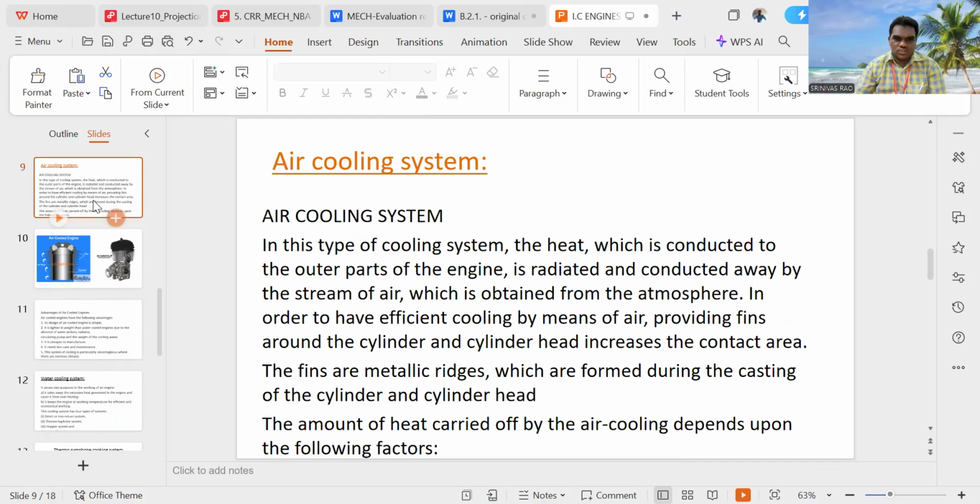If you see the air cooling system, in this type of cooling system, the heat which is conducted to the outer parts of the engine is conducted away by a stream of air. The heat is removed with the help of a stream of air obtained from the atmosphere. No special mechanism is required to send air over the components. So it is lightweight, requires very little space, and is economical too. That's the reason why this kind of cooling system is employed for two-wheelers or light duty vehicles.